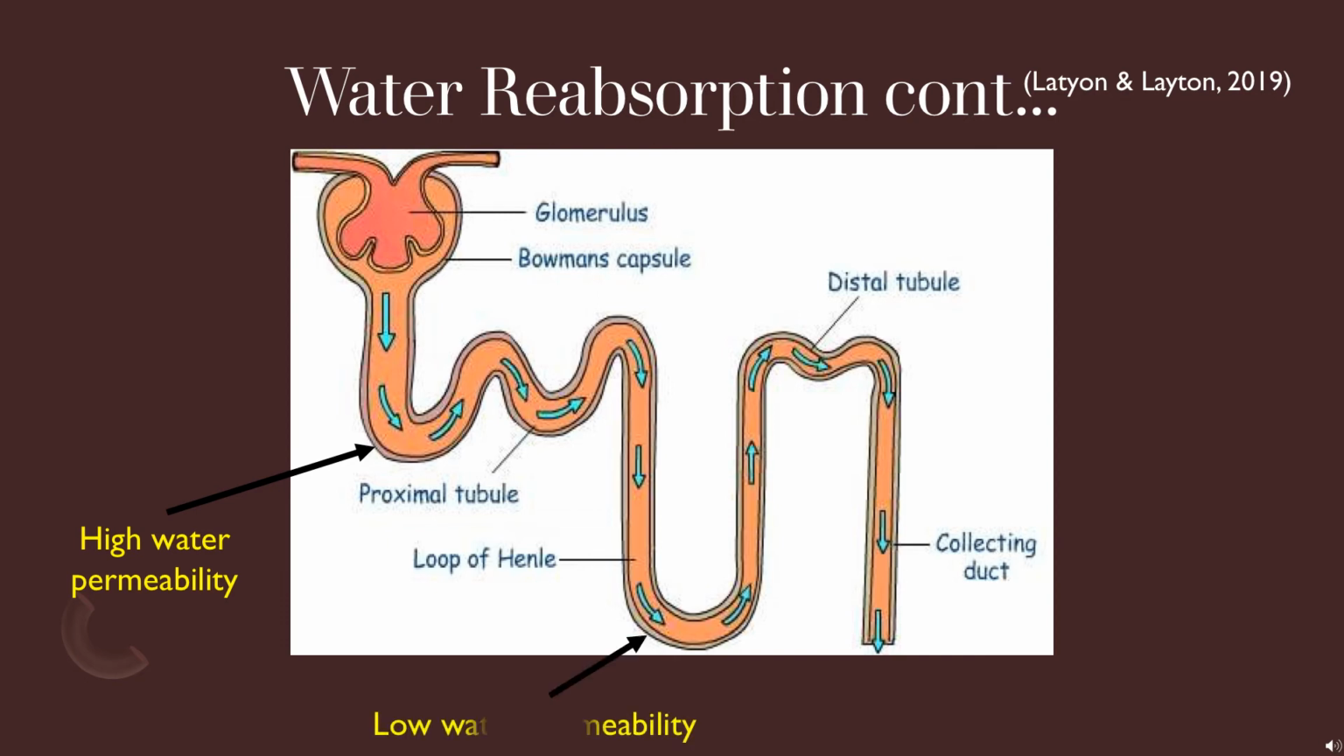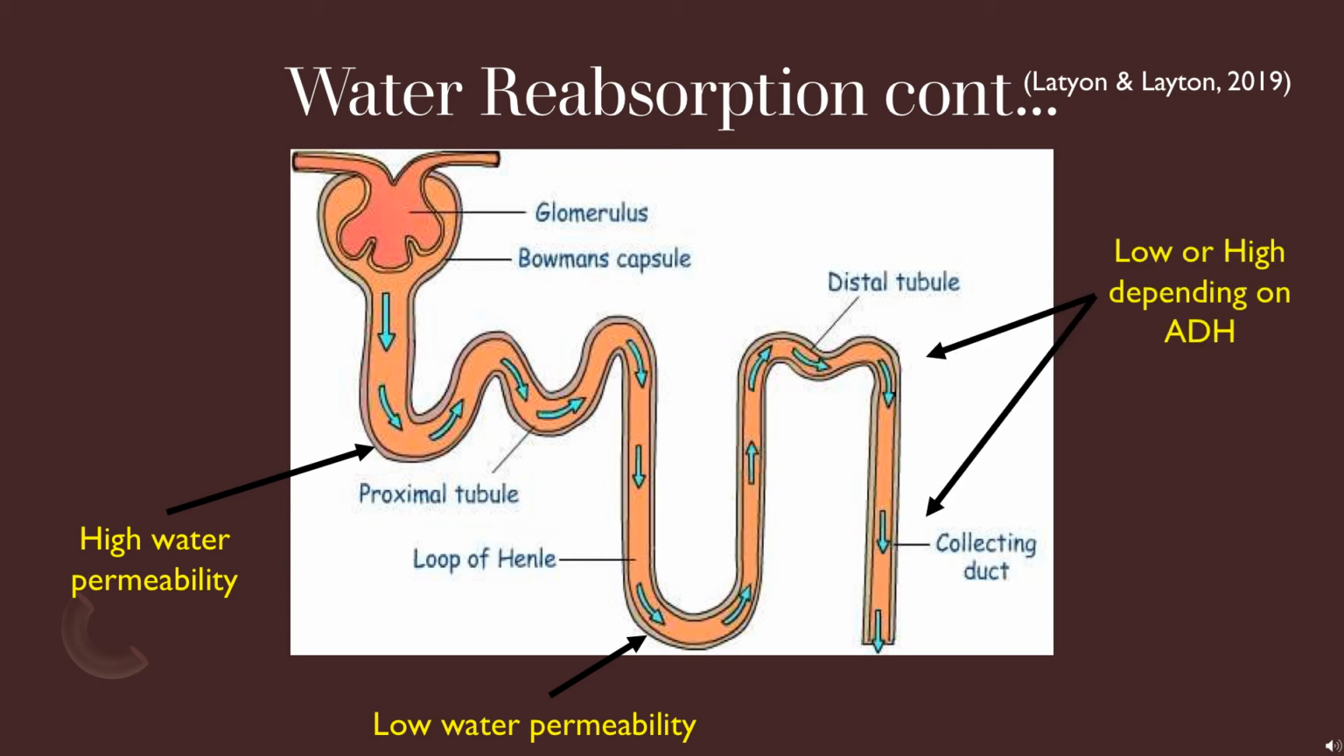Conversely, the loop of Henle is where water permeability is always low. This means that water is most likely not reabsorbed in this particular region despite a large osmotic gradient. As for the distal tubule and collecting duct, water permeability can be high or low depending on the absence or presence of the antidiuretic hormone.